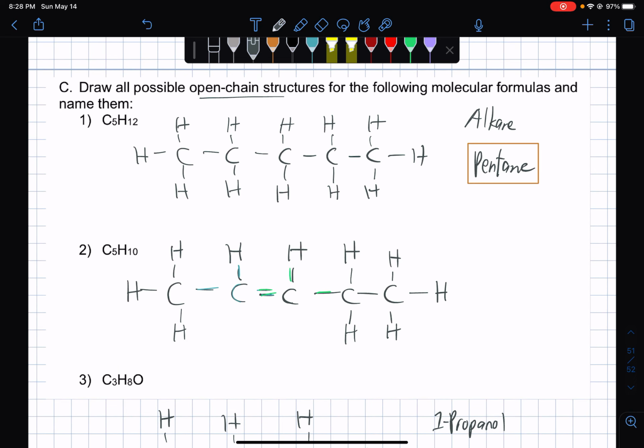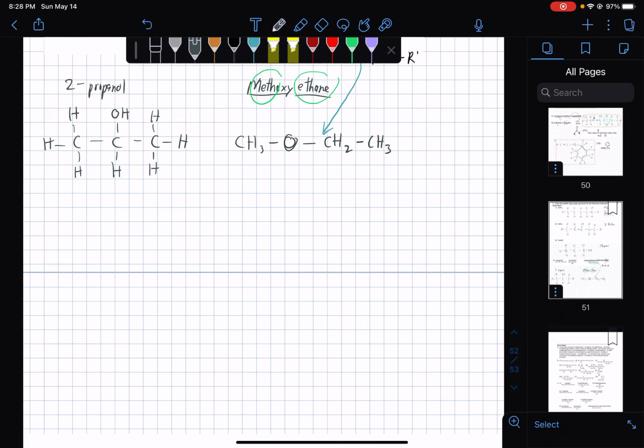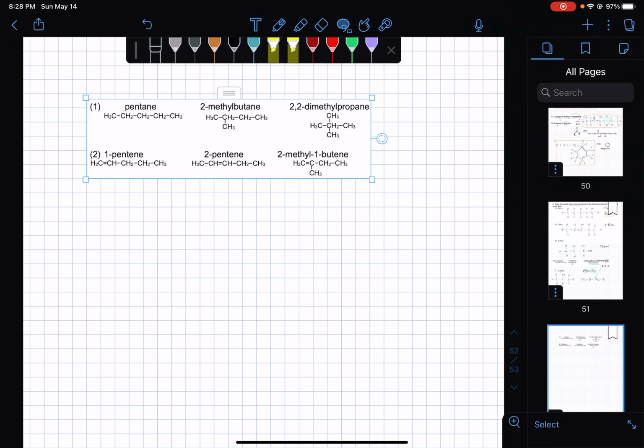By the way, I almost forgot. For number 2, this is 2-pentene. Why did I place 2? Because the double bond is located at the second carbon. Okay, one more page. After discussing this, we're done. We're officially done with the worksheet.